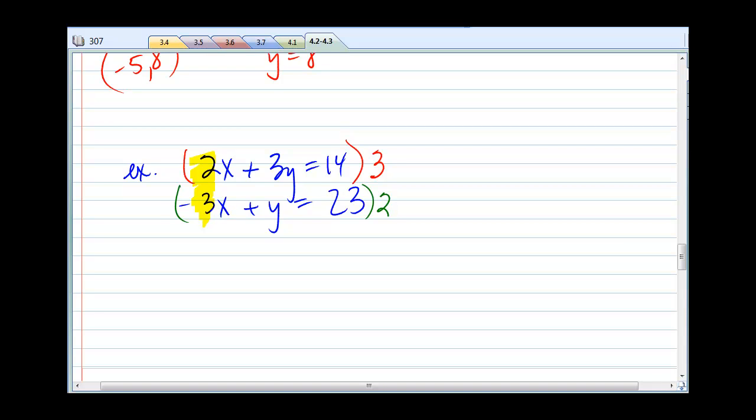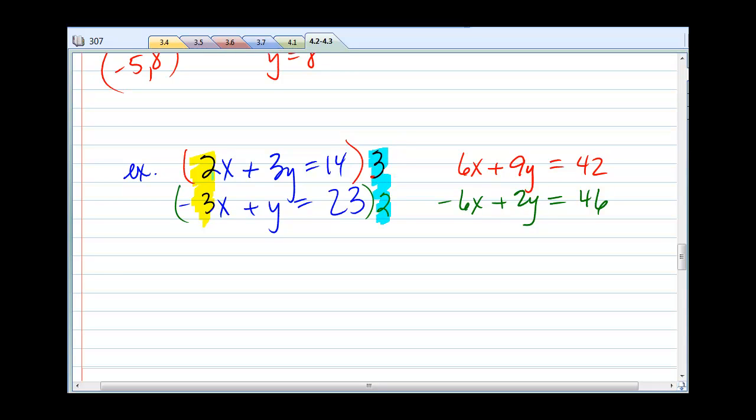When I do that and I multiply the first equation by 3, I get 6x plus 9y is equal to 42. And the second equation, when I multiply by a 2, gives me negative 6x plus 2y is equal to 46. The reason I chose a 3 and a 2 was directly because of the coefficients in front of the x. I set my mind out to say I was going to get rid of the x's, so I multiplied them in opposite order.